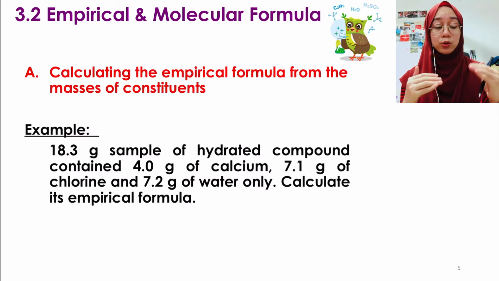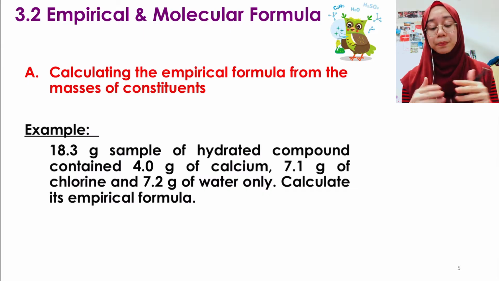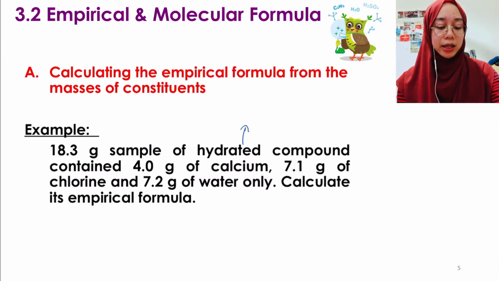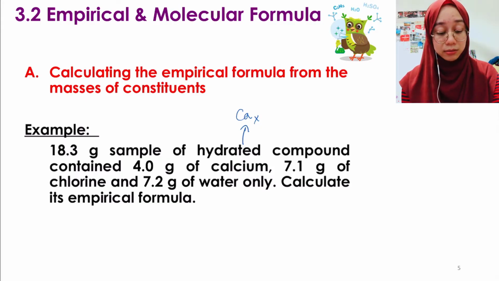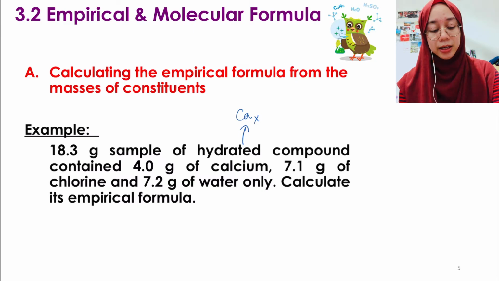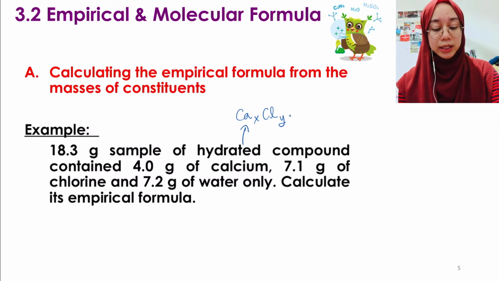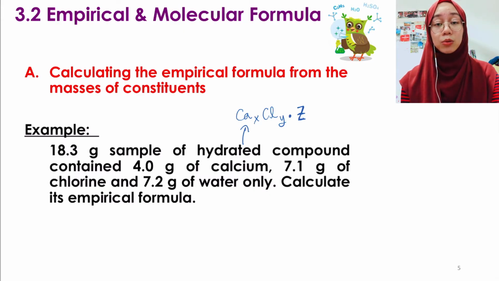Okay, so you need to know when to use the mass of sample. We know that this particular hydrated compound contains calcium, but you don't know how much calcium there is. And it contains chlorine, which you also don't know, so Miss will give another value there. And then you have water. The concept for water is a bit different. For a hydrated compound, to know how much water there is, we look at the value in front.